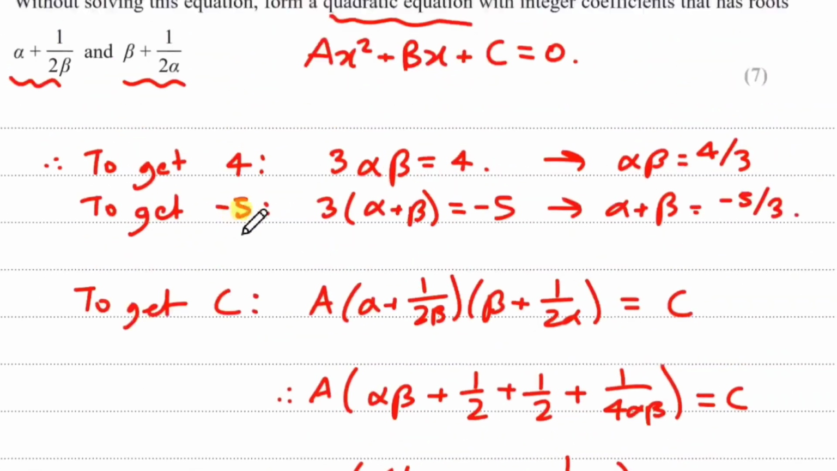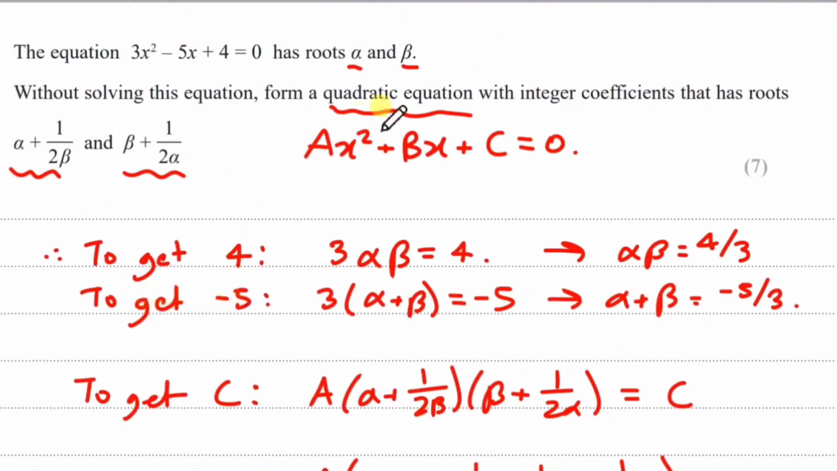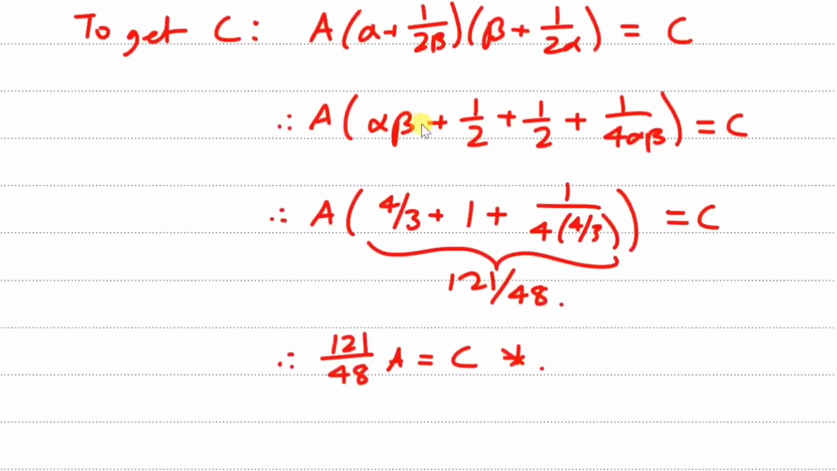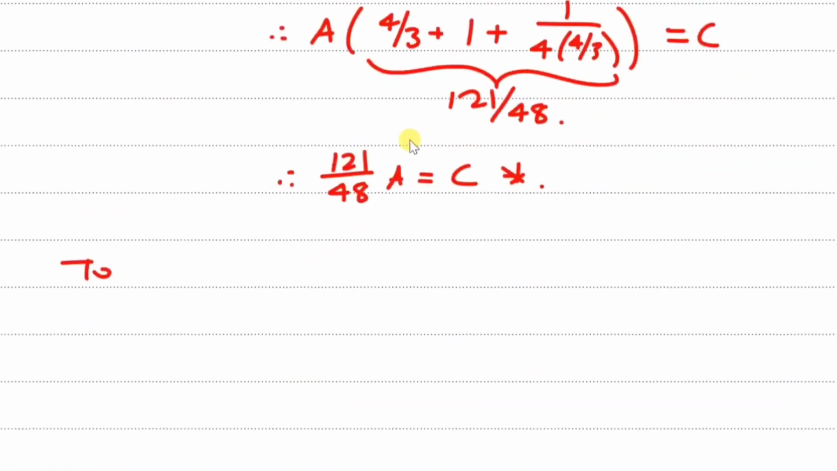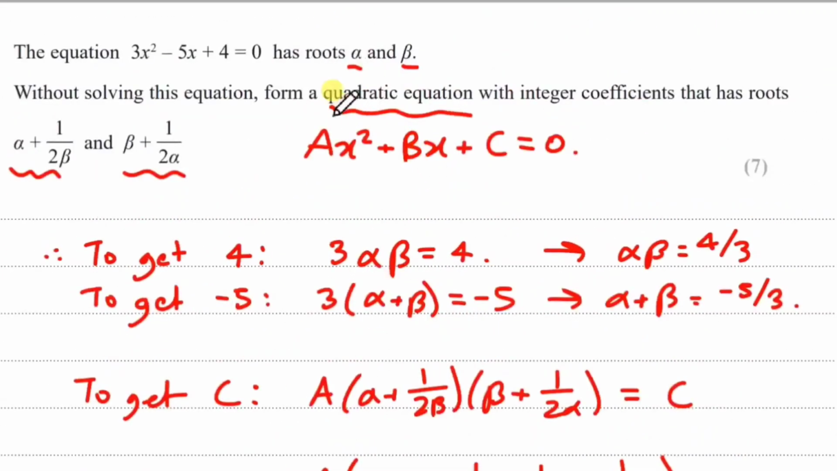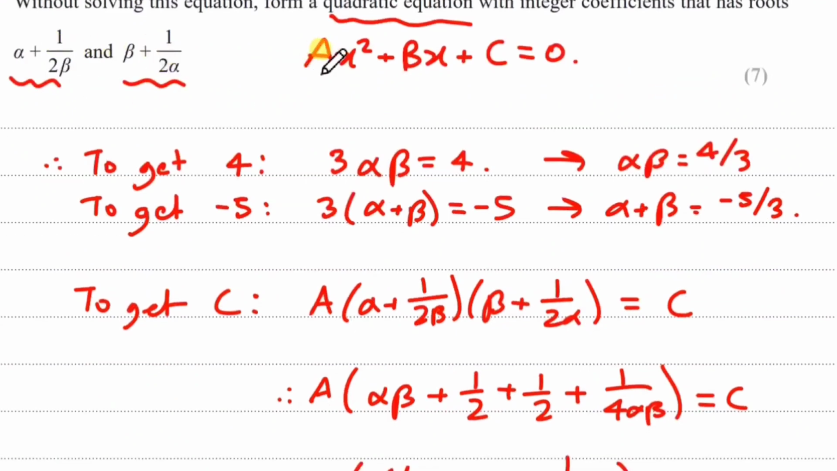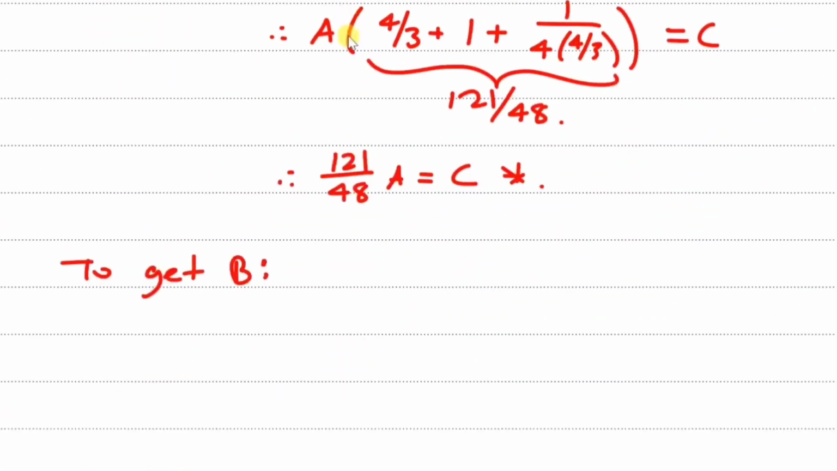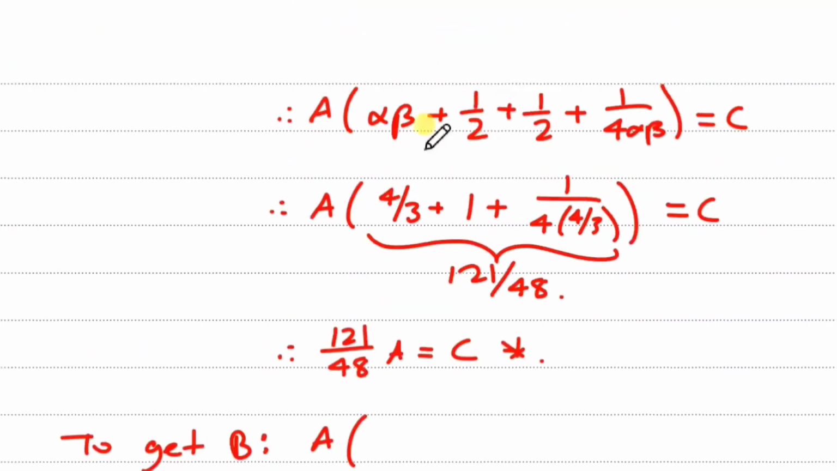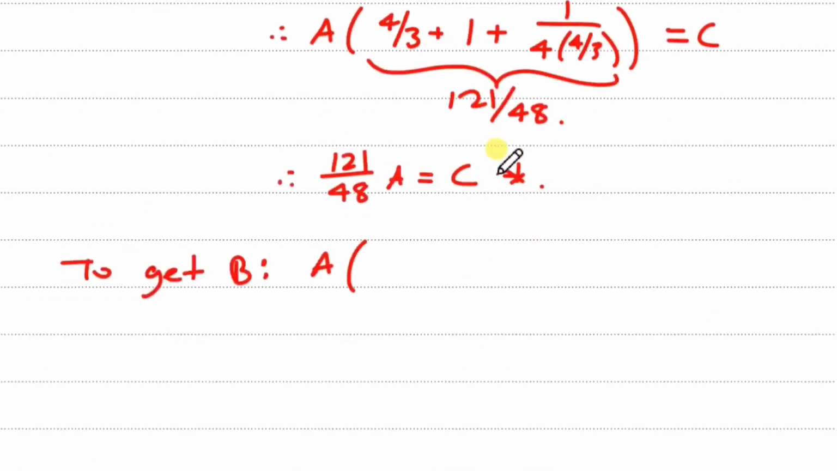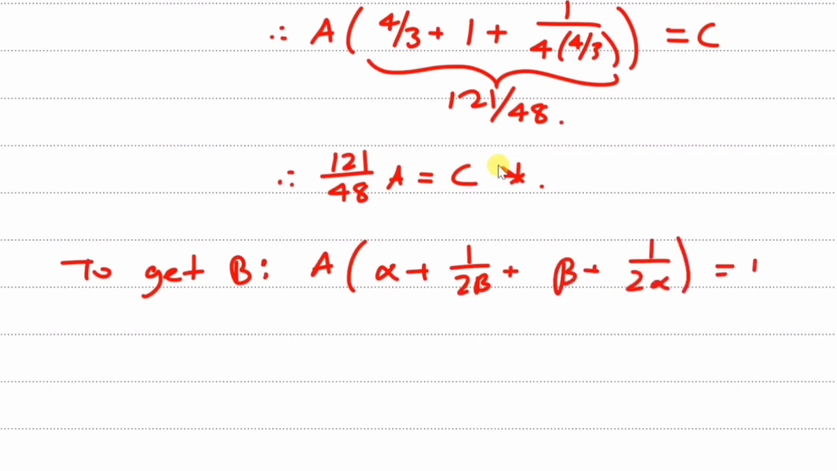Now, let's try and find the second term. So just like how we found minus 5, let's find B. To get B, using the same idea, previously when we found the second middle one, we had to add up the two roots and times against the first term 3. So in this case, we're going to add up these roots and times against A. So it'd be, in this case, big A, and then we're going to add up the two roots. The two roots were alpha plus 1 over 2 beta, plus the other second root, beta plus 1 over 2 alpha, and that's supposed to equal b, guys.